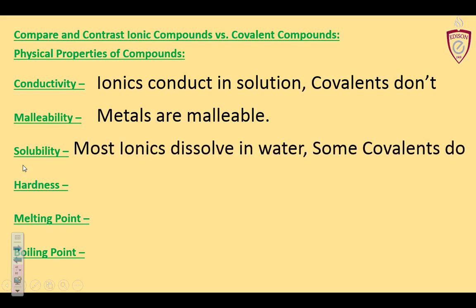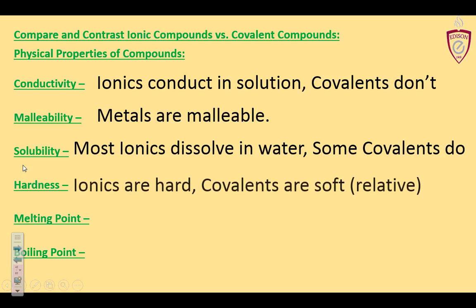Solubility. Most ionics dissolve in water. Some covalents do as well. That has to do with something we haven't talked about yet, which is molecular polarity. That's coming up. But ionics dissolve in water a little bit more readily, very quickly, very easily, and all ionics to some extent will dissolve a little bit in water, even if it's only a couple of atoms. We won't go deeper until the solutions unit, where we'll figure out which ones do and don't. We say that ionic compounds are soluble, and covalent compounds are insoluble for the most part. We'll see the terms soluble and insoluble again later on.